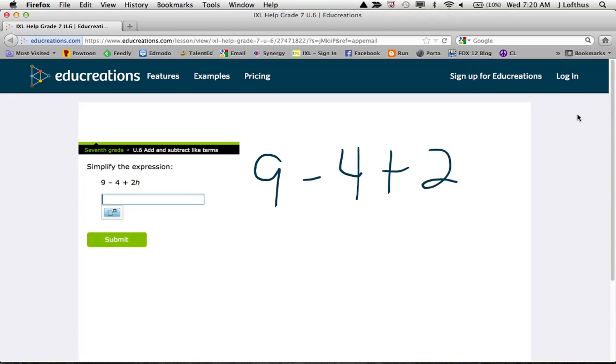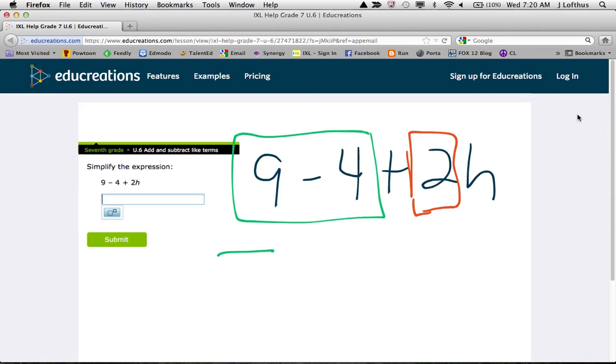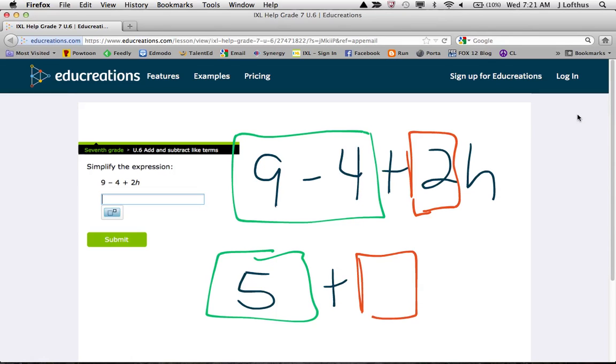Okay, the next one is 9 minus 4 plus 2h. And in red I highlight the coefficient of the variable h. There's no other like variable, so I use a different color. In green I have the constants, so I combine the constants. 9 minus 4 is 5. There's nothing to combine with the h. There's no other variable h, so that's going to remain 2. So my answer is just going to be 2h.